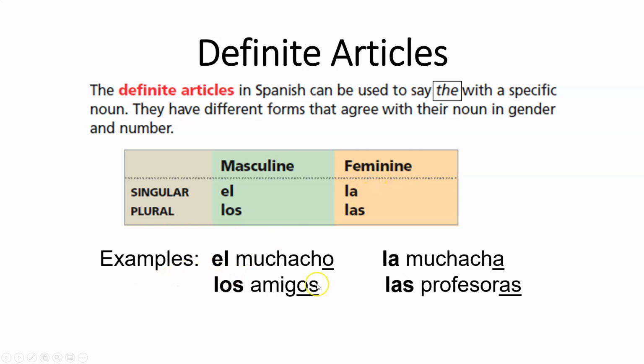So, examples. El muchacho, the guy. La muchacha, the girl. Los amigos, the group of male friends. Las profesoras, the female teachers. Again, all four of these mean the, but they match according to their noun or their item, object, or person that they're attached to.